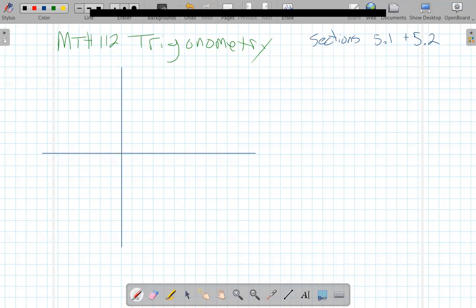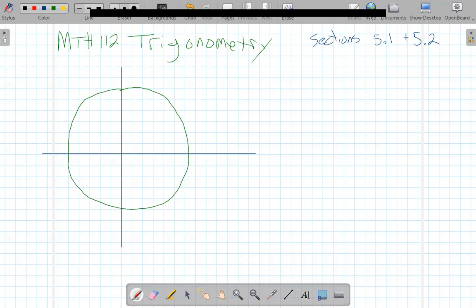So trigonometry is about triangles, angles, and circles. So I'm going to attempt to draw a circle here. Wish me luck. Hey, that's pretty good. All right. So here's my circle here.